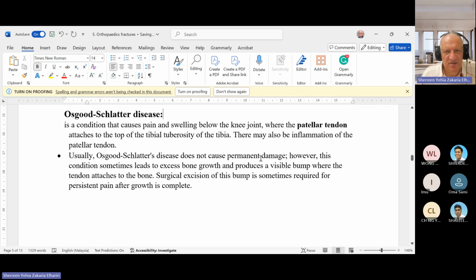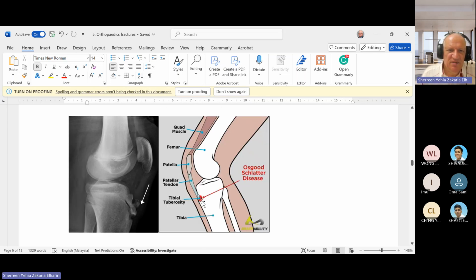It is not serious, but sometimes it can produce a lump due to excessive bone growth, so it becomes cosmetic, and the patient asks for excision of this lump. It is just inflammation or irritation of the quadriceps tendon inserted here in the tibial tuberosity.